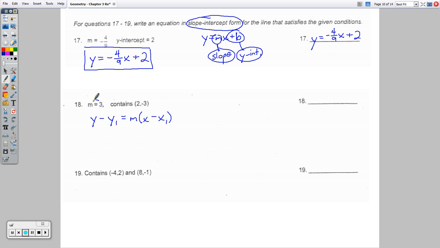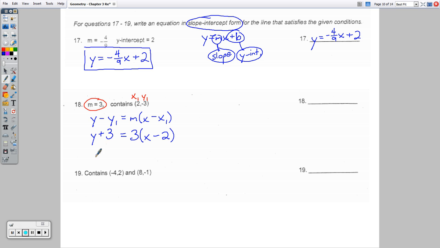Selecting red. There we go. X1 and Y1 right here. So if I plug those values in, Y minus Y1 would become Y plus 3. It's Y minus -3. This would be 3 times X minus 2.